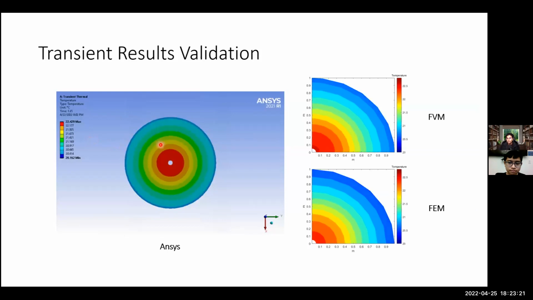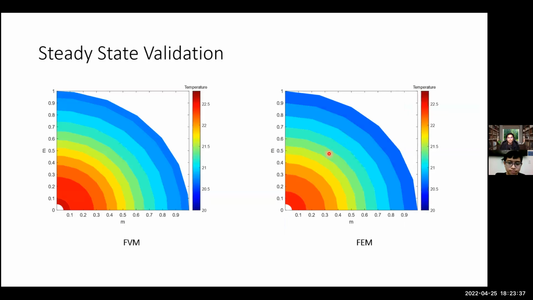Once we did that, we were able to see, once everything was modeled, that the transient solution for both the finite volume and the finite element, which are these two, are very similar to the ANSYS solution. The convergence time for all three methods occurs around the same time, which is about 1.5 seconds. And in this figure, we see that the steady state for the two methods, again, were very similar.